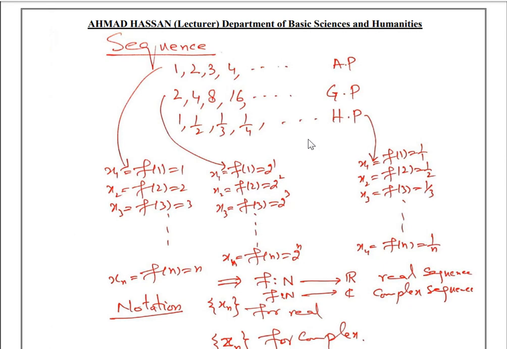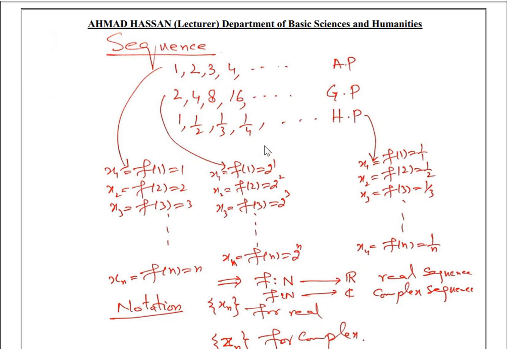You are familiar with examples like 1, 2, 3, that is an arithmetic progression; 2, 4, 8, 16, that is a geometric progression; 1, 1/2, 1/3, 1/4, and so on, that is a harmonic progression. The arithmetic progression can also be written as f(1) = 1, f(2) = 2, f(3) = 3, and so on, f(n) = n. Similarly, for the geometric progression, f(1) = 2^1, f(2) = 2^2, f(3) = 2^3, and so on. f(n) can be written as 2^n.